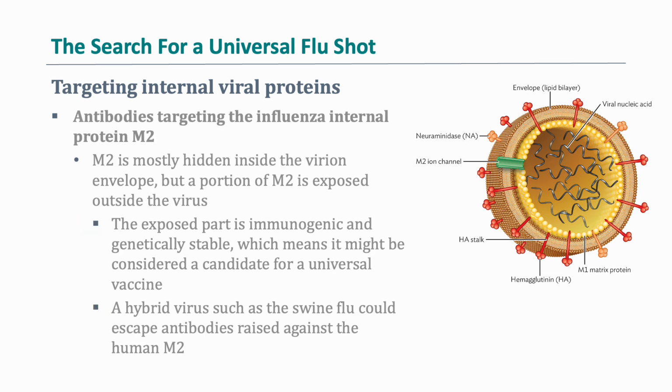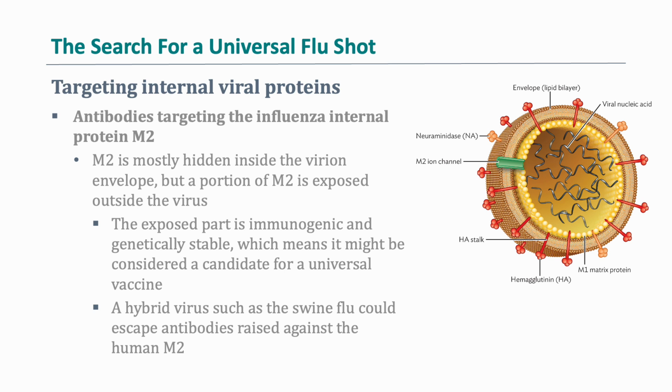Another potential strategy is antibodies targeting the protein M2 of the influenza virus. Although M2 is mostly hidden inside the viral envelope, a portion of the protein is exposed on the outside of the virus. This exposed part is immunogenic, meaning it can trigger an immune response, and it is also genetically stable, making it a target for a vaccine that could provide broader protection across different flu strains.